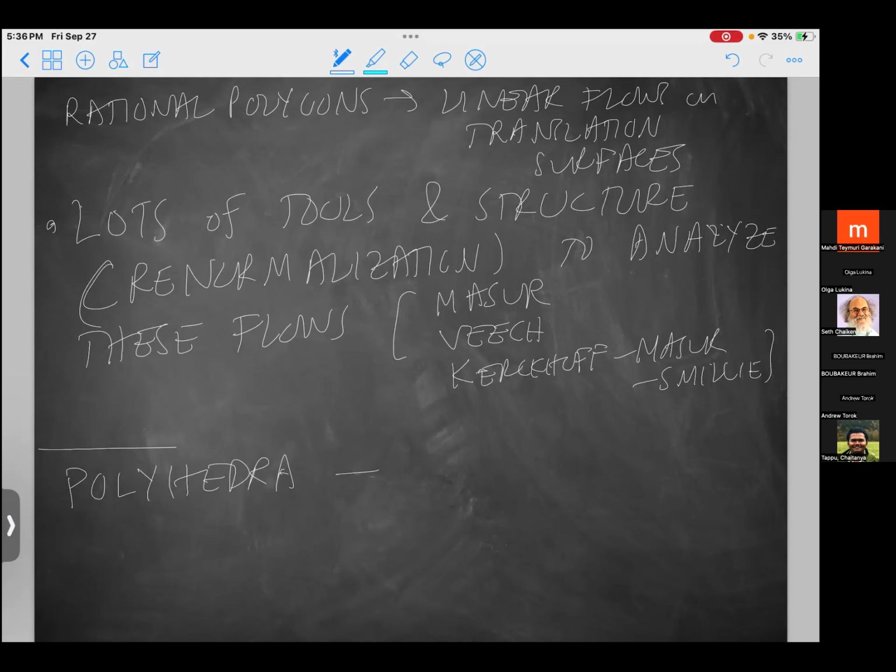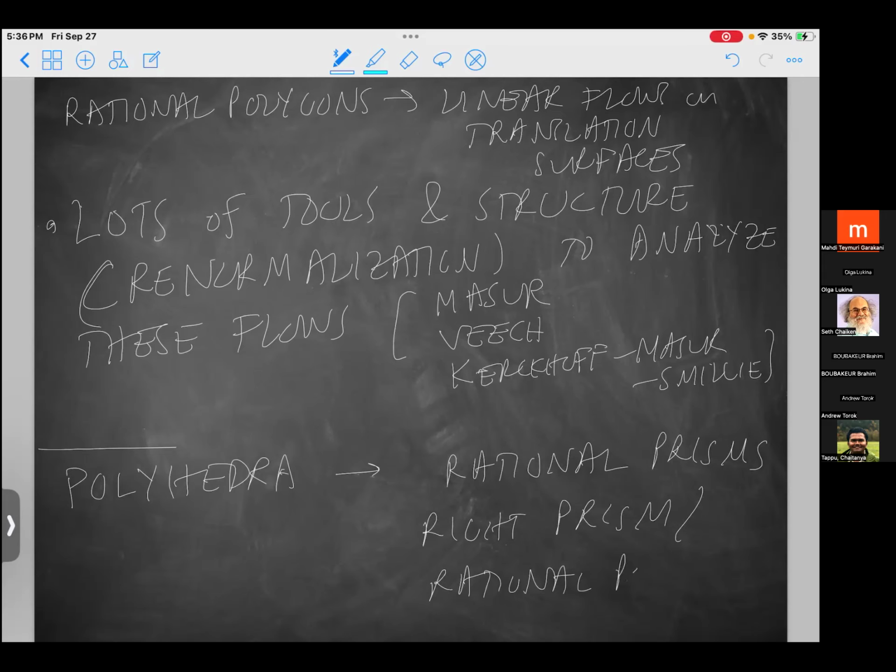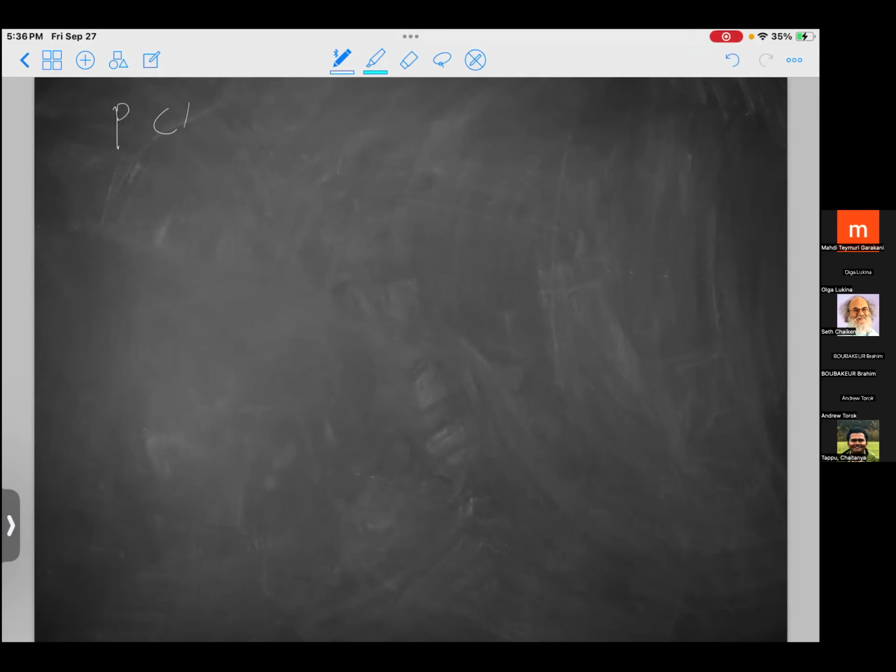So the ones we're going to look at, we're going to narrow down to rational prisms. So what's a rational prism? It's just a right prism over a rational polygon. So what are we going to do? We're going to take some P in R^2, a rational polygon, and we define the prism, which we'll call boldface P, as P cross [0,1].